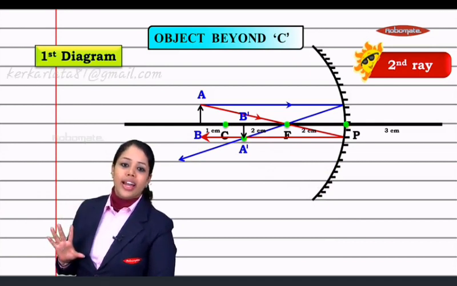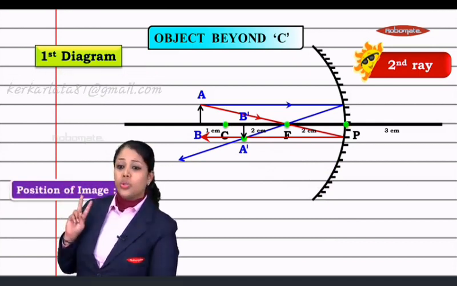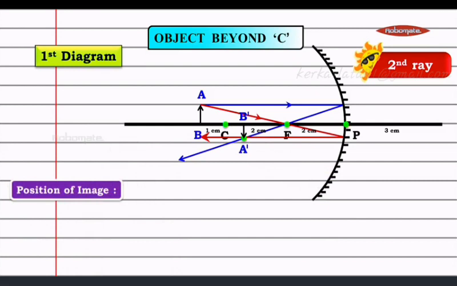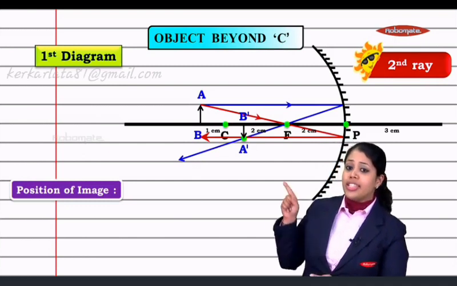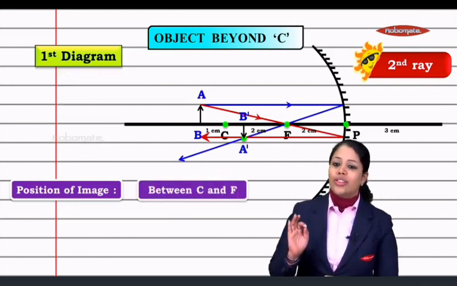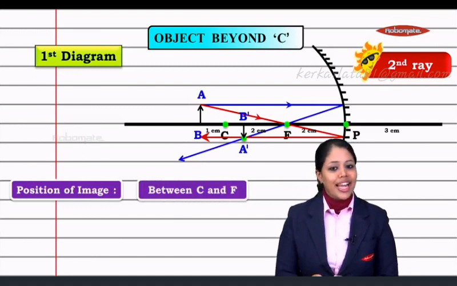After drawing the ray diagram, what you have to write is 2 things, position of image and nature of image. Let's start with position first. Where is the image obtained, student? It is obtained between C and F. So we'll write the image is between C and F.